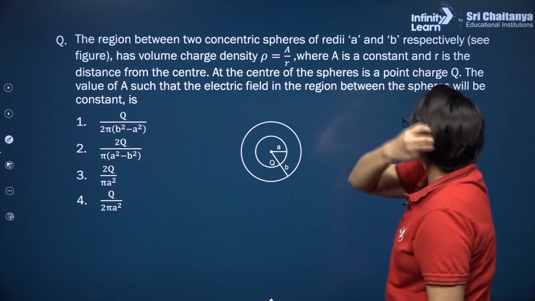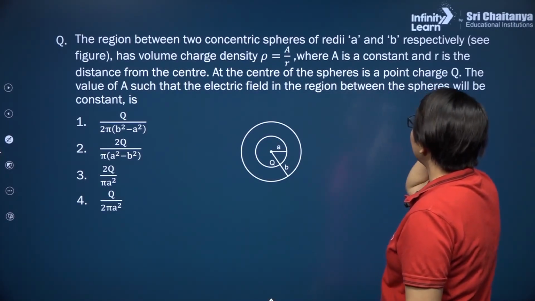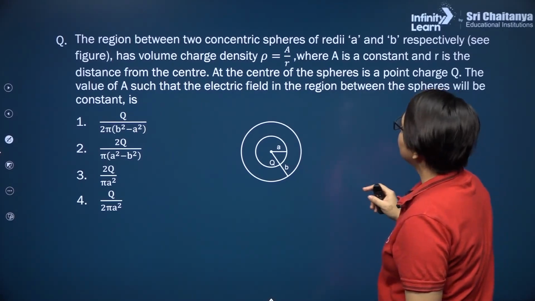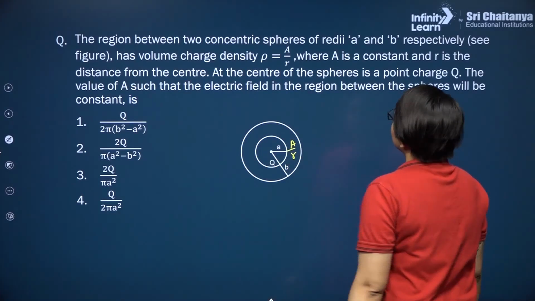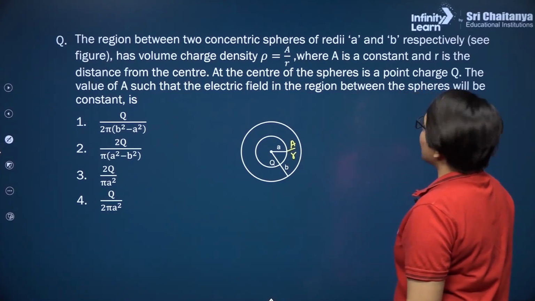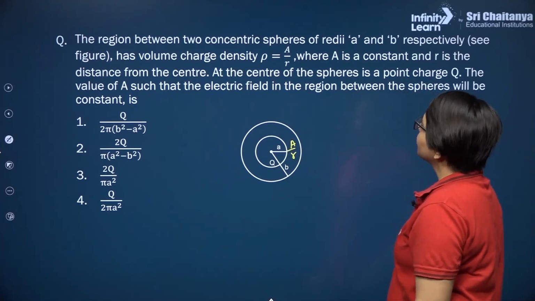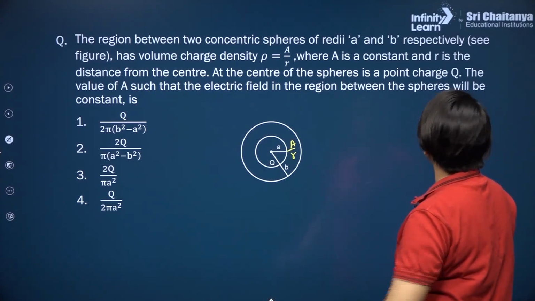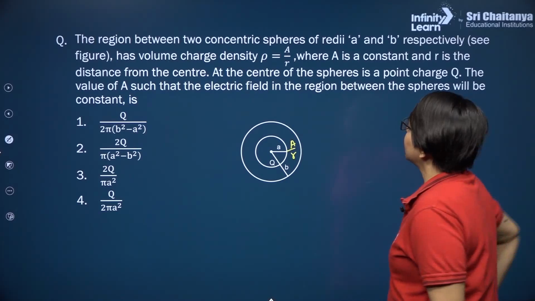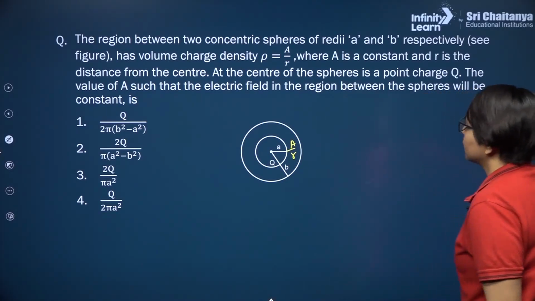Next is this one. The region between two concentric spheres of radii A and B respectively has volume charge density A upon R, where A is a constant and R is the distance from the center. At the center of the spheres is a point charge Q, okay. The value of A is such that the electric field in the region between the spheres will be constant.